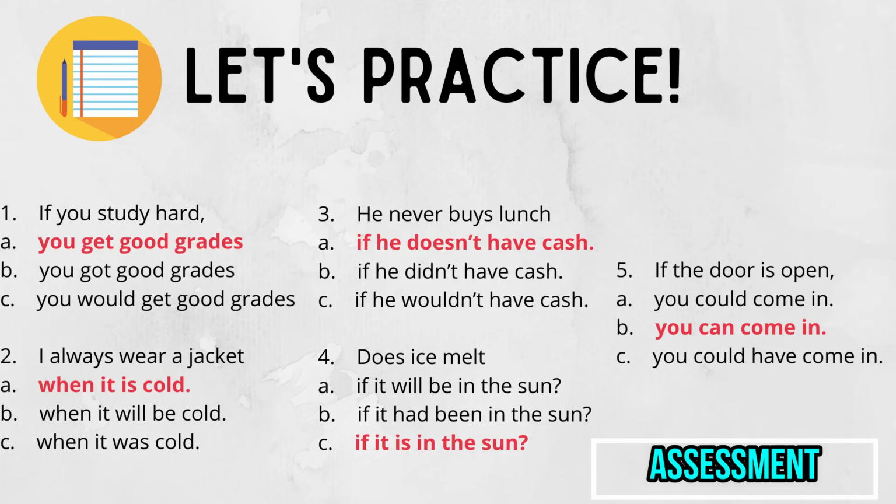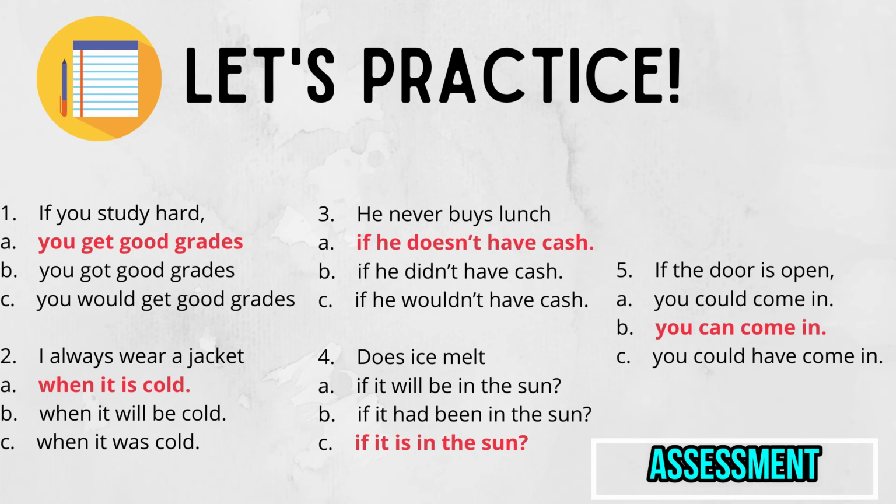Okay? Next, number 3, he never buys lunch. A, if he doesn't have cash, B, if he didn't have cash, or C, if he wouldn't have cash. The correct answer is A, if he doesn't have cash.